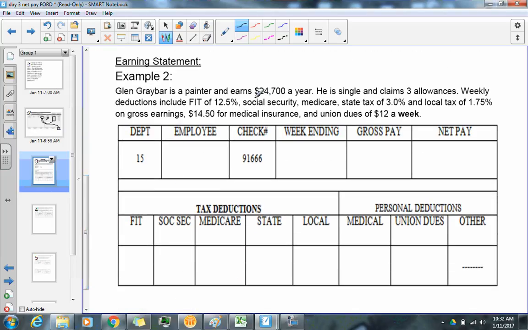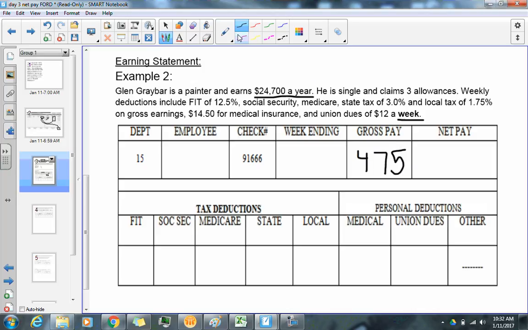Now, we're going to start with example number 2. Glenn earns $24,700 a year. Where students screw up the most is they don't pay attention to the very last word, a week. So $24,700 a year, we have to convert that to a week. So $24,700 divided by 52 is 475. So his gross pay is $475.